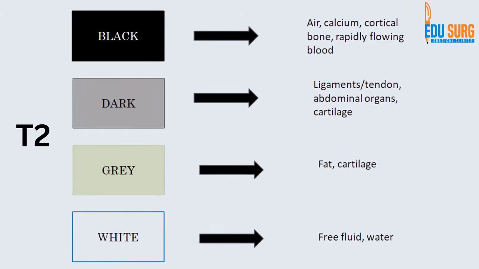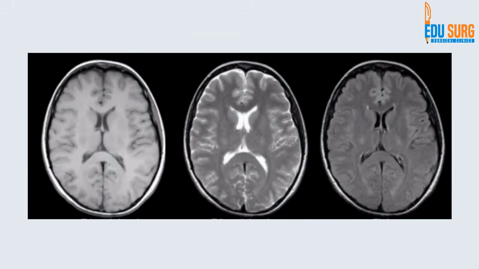When it comes to T2, like I said, air, calcium, cortical bone are still black. Ligaments, tendon, abdominal organs are still dark, but free fluid and water is white. So that is a T2 image. So if you can see these images, the first image, how to identify: look at the ventricles. They are black, so this can be a T1 image. Compare the ventricles here. The water is very bright. This is a T2 image.